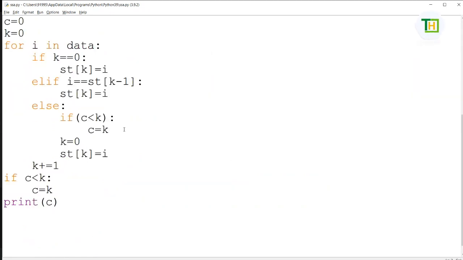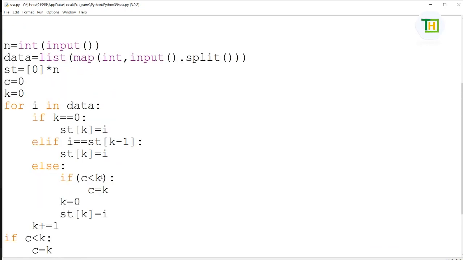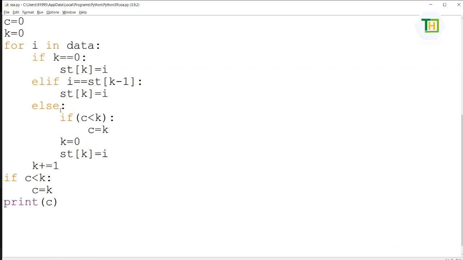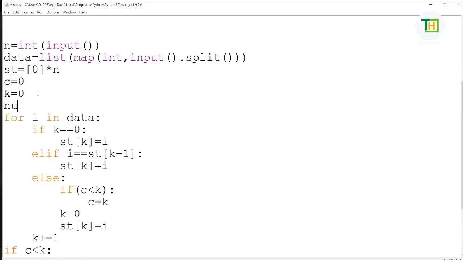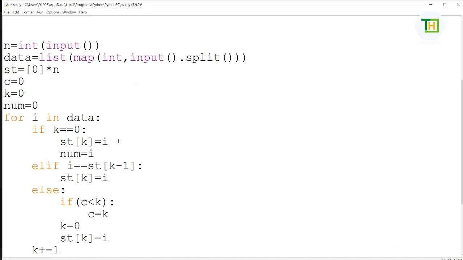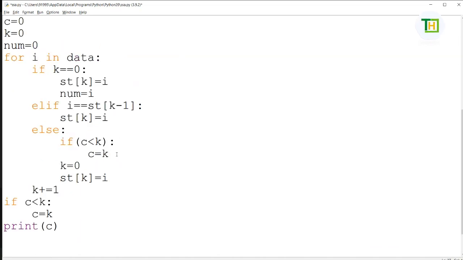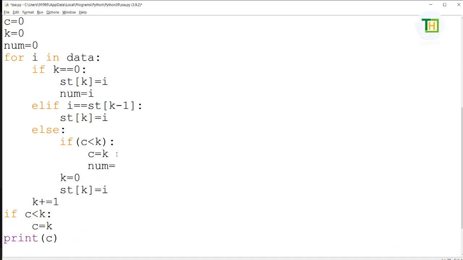And then we have to find what is that variable exactly I'm going to take. What is that variable I have to write here? Instead of writing, for example, num is equal to 0 initially. And I'm going to write num is equal to I, and coming to this position, num is equal to st of k minus 1. I have to maintain like that. And here also I'm going to write the same thing. Num is equal to st of k minus 1. Here the last value, not a problem.